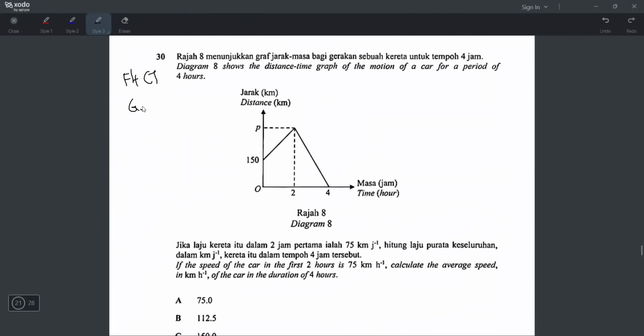Alright, that's all. Okay, number 30 is definitely from Form 4 Chapter 7. It's called GOM, graph of motion. In Malay, graf gerakan. And in this chapter, you learn about the DTG and the STG. Okay, let's read and see what this is, DTG or STG.